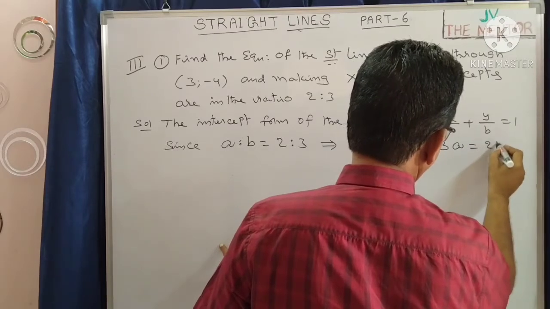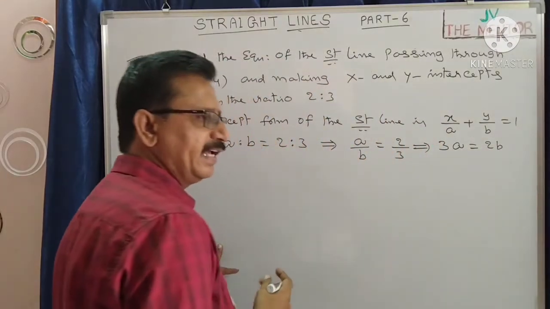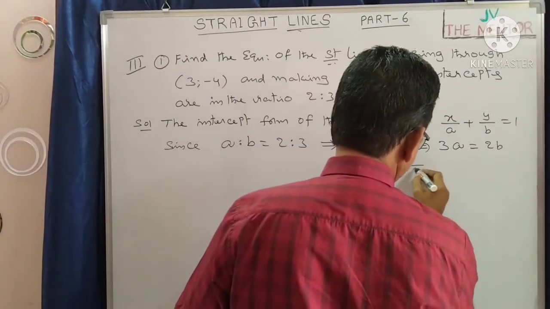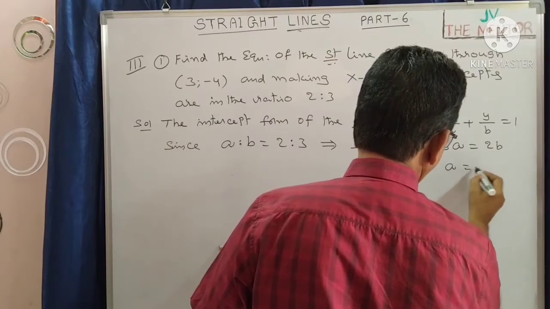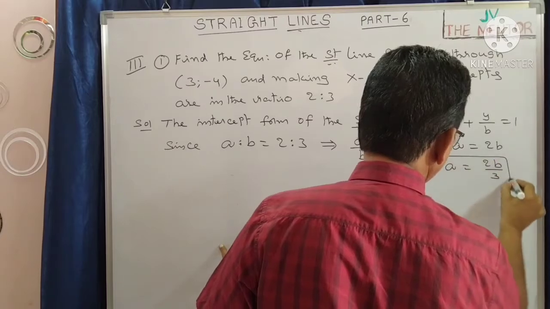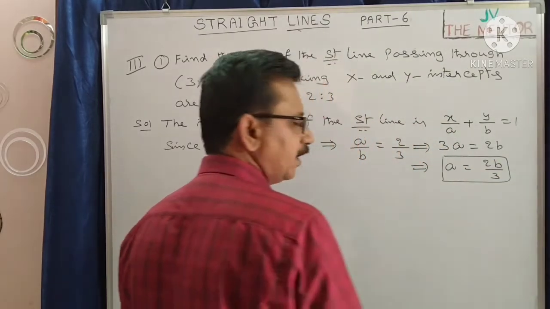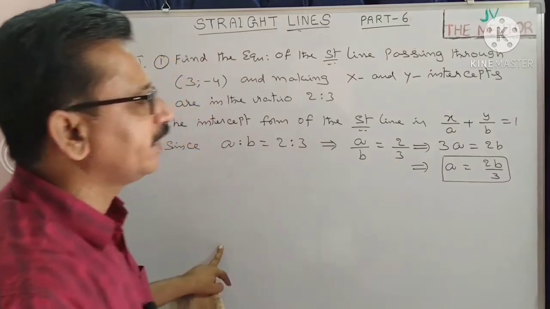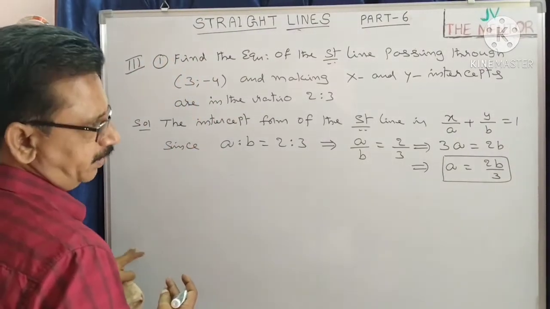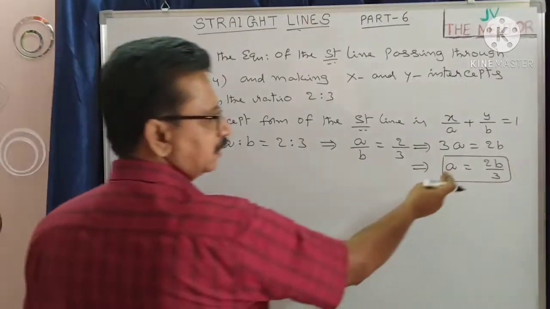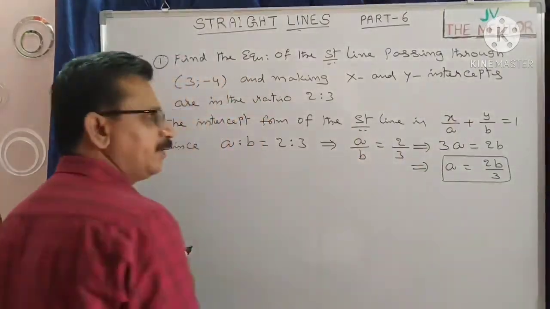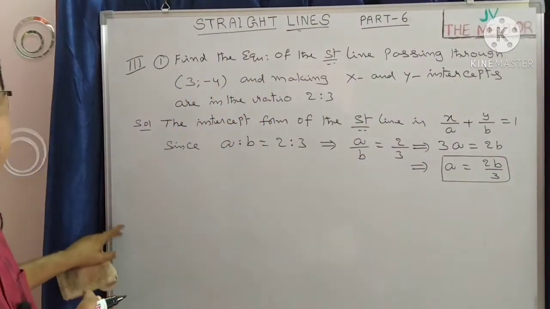3a equal to 2b. ఇక్కడ a ని ఎలిమినేట్ చేయొచ్చు ఆర్ b ని ఎలిమినేట్ చేయొచ్చు. దేనైనా ఎలిమినేట్ చేయొచ్చు అండి. This implies a equal to 2b/3. ఓకేనా, ఫర్ ఎలిమినేటింగ్ a. అదే b ని ఎలిమినేట్ చేయాలంటే b ఈక్వల్ టు 3a/2 రాయాల్సి వస్తుంది అనమాట. a equal to 2b/3. Now substitute a equal to 2b/3 in the above equation x by a plus y by b equal to 1 for eliminating a.